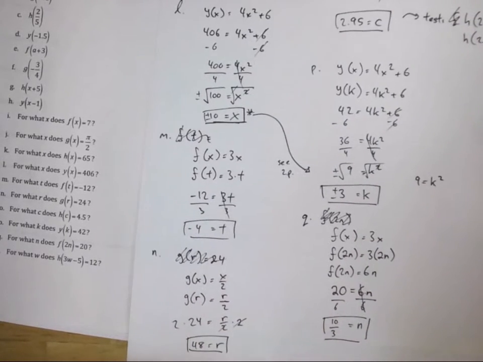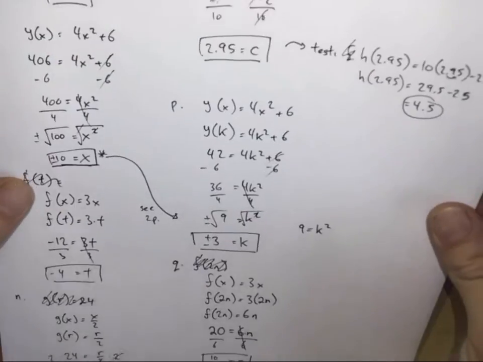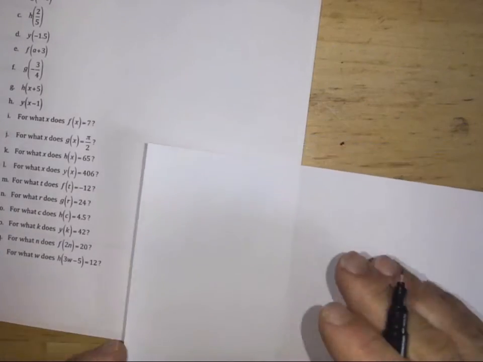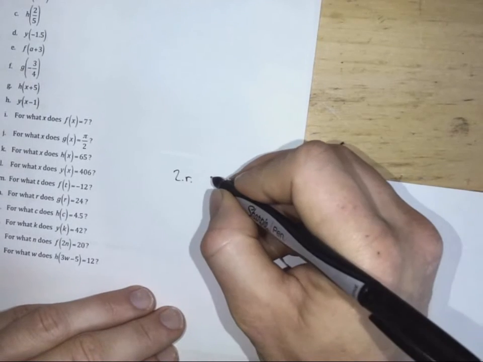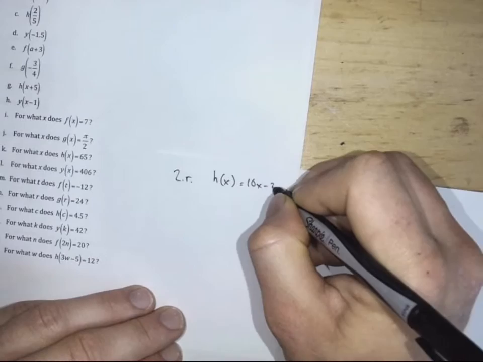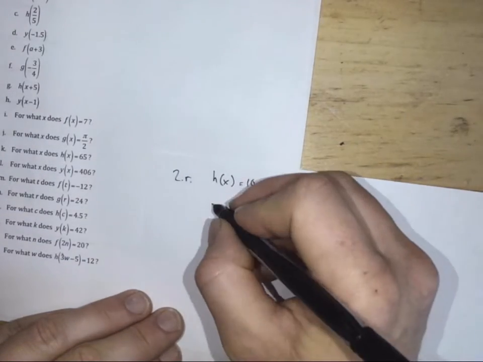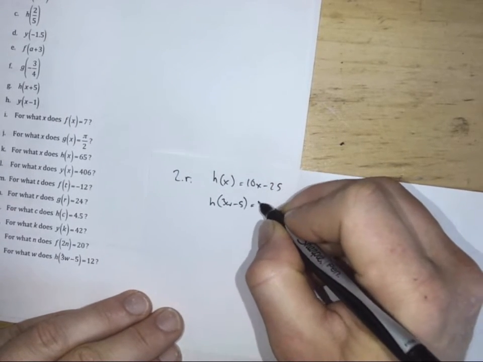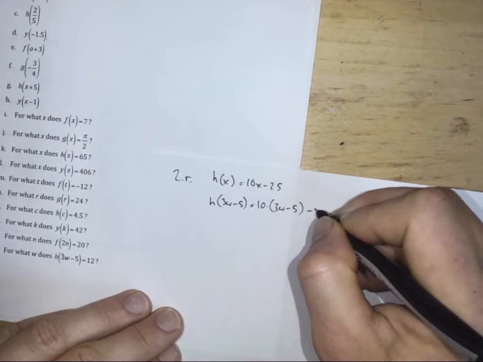All right, so for R, it looks a bit heavy. So even though I don't want to use an extra page, I think I will, just to make sure I'm not cramming anything in. So the last question refers to 2R, and we're looking at the h function. So h of x, we remember, is 10x take away 25. So what if we put as an input to this function 3w take away 5? What would that look like? Well, it would look like 10 times 3w take away 5, minus 25.